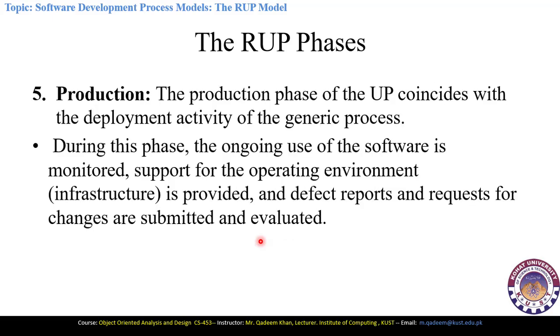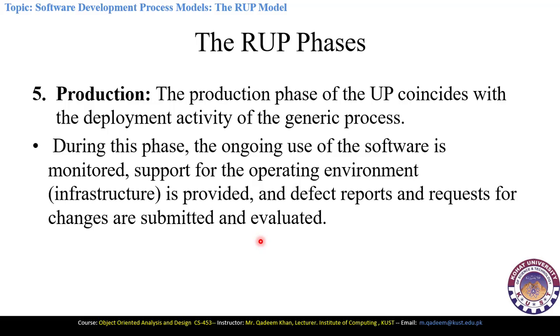The final phase is the production phase of the rational unified process model. The production phase of the rational unified process models is in fact the phase where the system will be monitored and maintained after installing the product on the user environment. The production phase of the unified process models is the same as the deployment phase of the generic process.